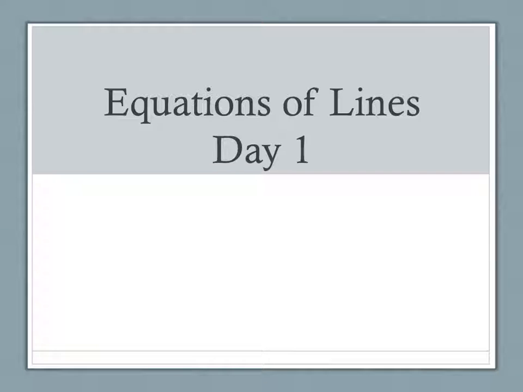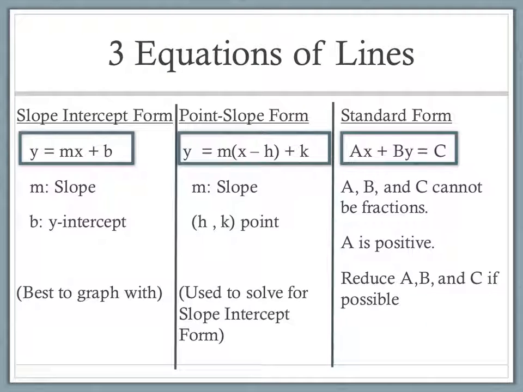All right, guys, we're going to be talking about writing equations of the line, given certain information. So let's take a look. Here are the three forms that we can write an equation in. We've kind of seen this when we've graphed, but first, slope-intercept form, which is y = mx + b, where m is the slope and b is the y-intercept. That's the easiest thing to graph with.